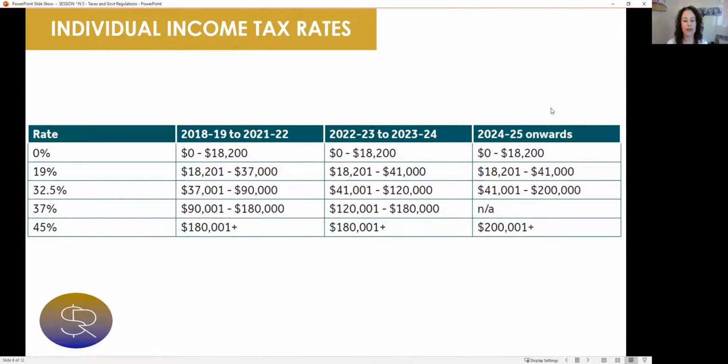And then the next scale up, you're going to pay 32.5% on the difference between 37,000 and 90. And it keeps adding one to another as you go up and earn income. So it's a rolling scale, and that's how these taxes work in Australia. They're called marginal rates of tax, not flat rates of tax.